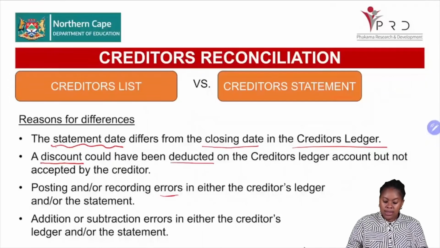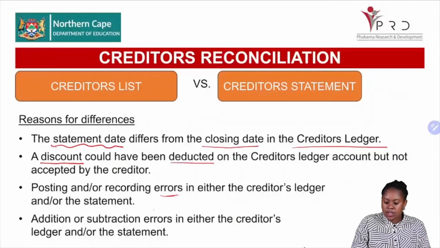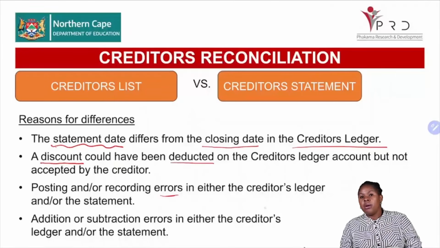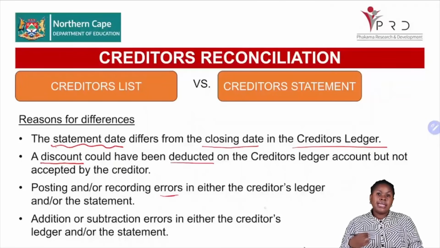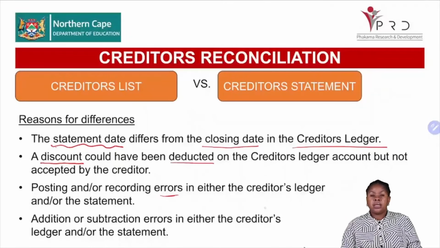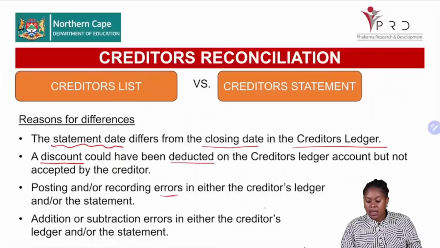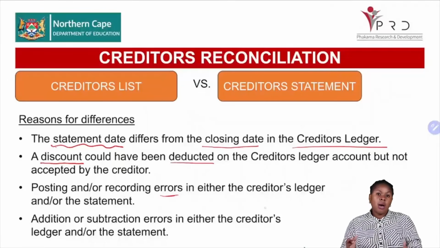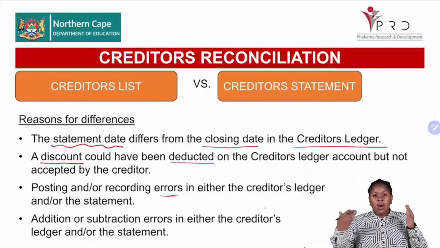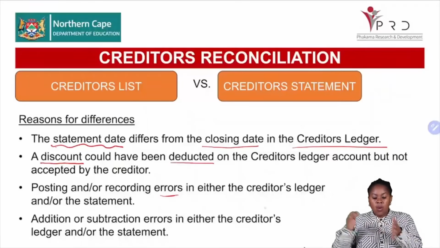And then another reason is addition or subtraction errors in either the creditor's ledger or statement. So instead of reducing the debt when we paid the money, the creditor might have written it as an increase. So that is a possible error that might have occurred with either the creditor or the business. The big thing is that errors could happen either on the creditor's ledger or list or on the creditor statement, one of the two. But either way, we need to reconcile to make sure that we are on the same page.